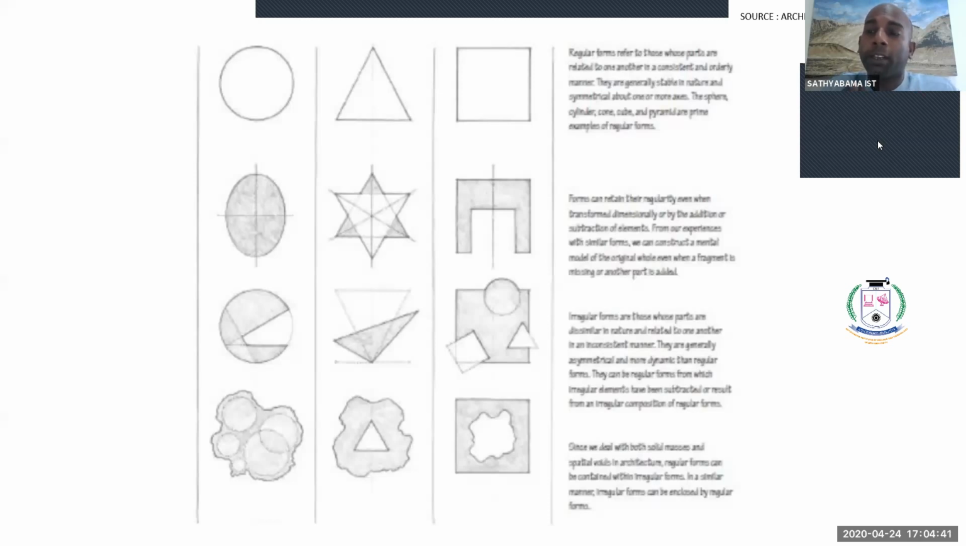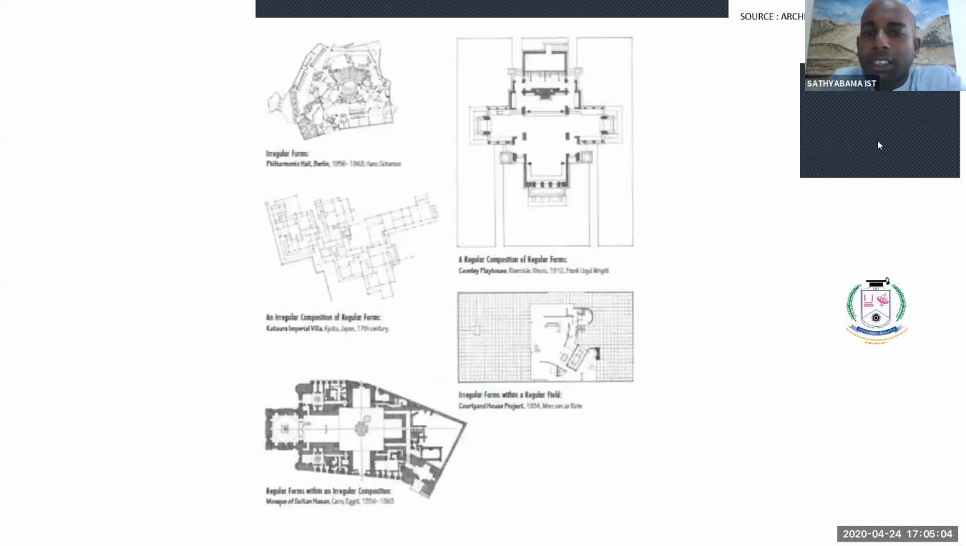And you need to also bear in mind that form is not just about built form. Built form also encloses voids. Therefore, this also covers the shape of the voids. So regular and irregular are not only perceived in terms of built form, they're also perceived in terms of voids, right? So these are just some examples.